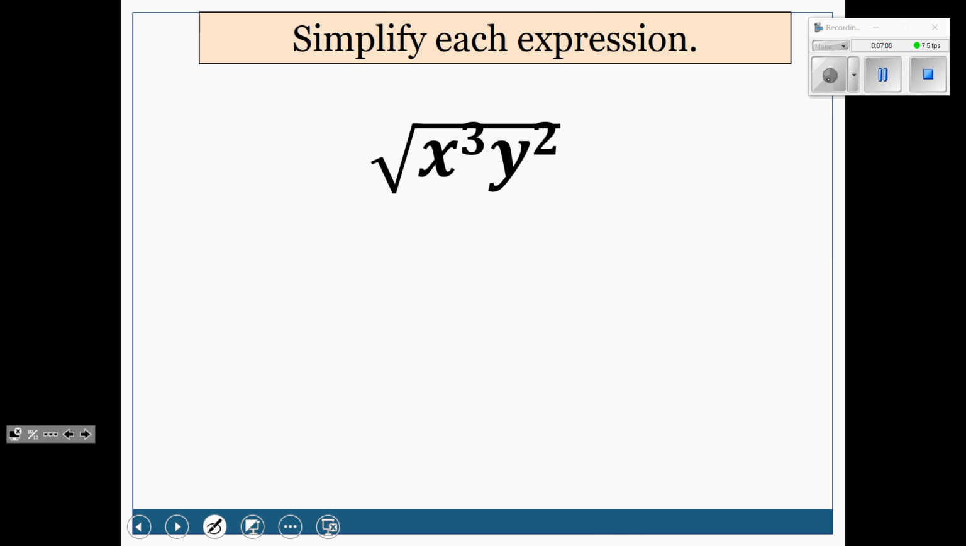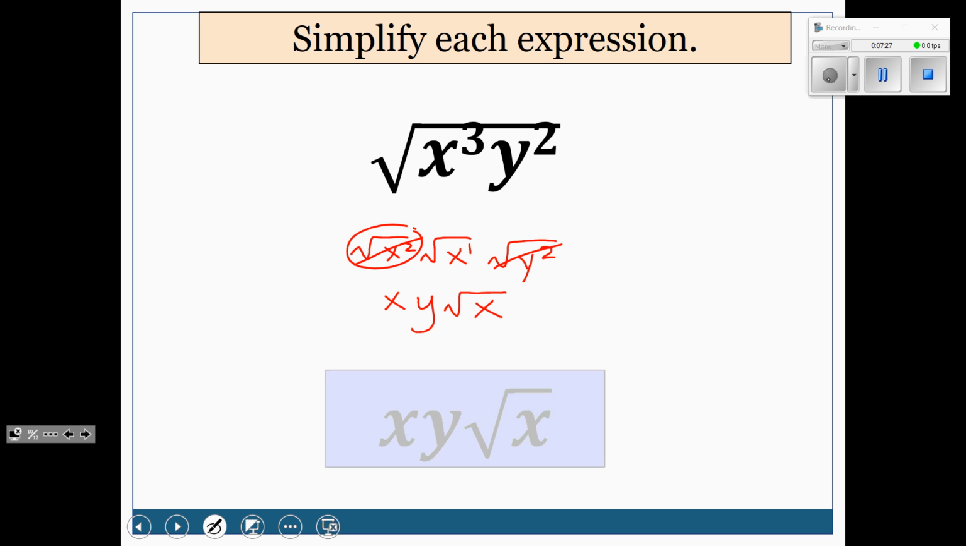Okay, here we have x cubed, so if we break that into x squared, we can take the square root of x squared, which is just x. That leaves one x underneath the radical sign. We can take the square root of y squared, which is y. It's gone away, so our final answer is just xy times the square root of x.